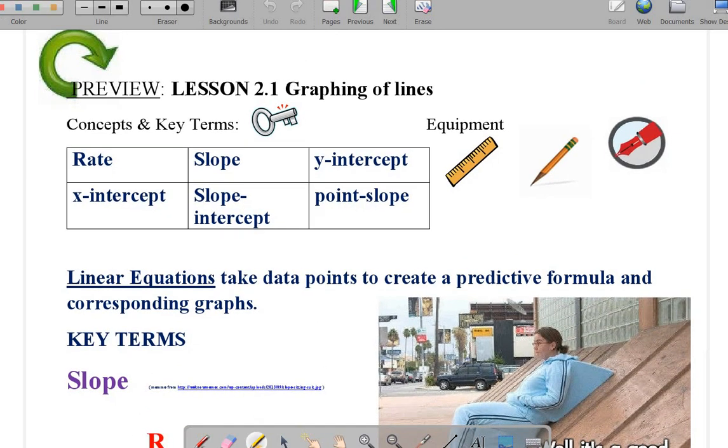So in graphing of lines, the key terms include something called rate, slope, Y-intercept, X-intercept, Slope-Intercept equation of a line, point slope. You're going to need a straight edge, of course a pencil, and a red pen to correct with.